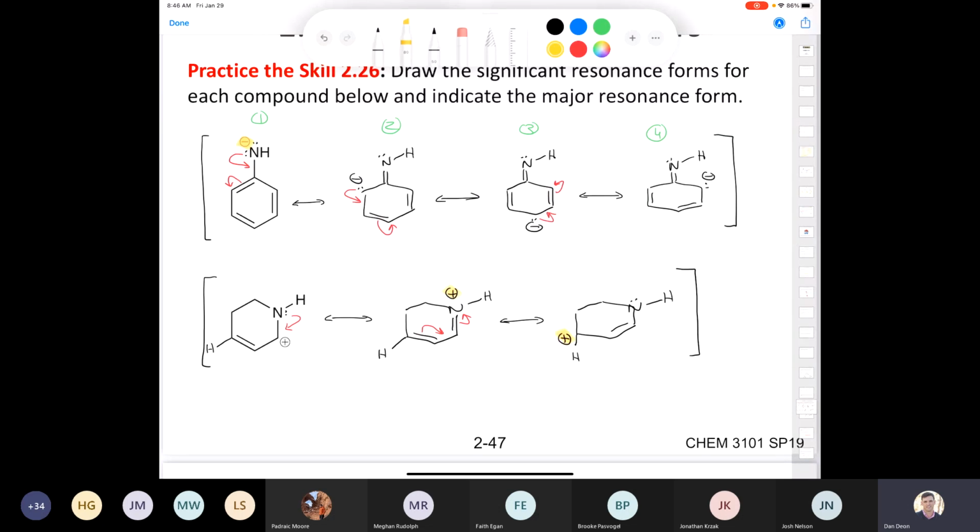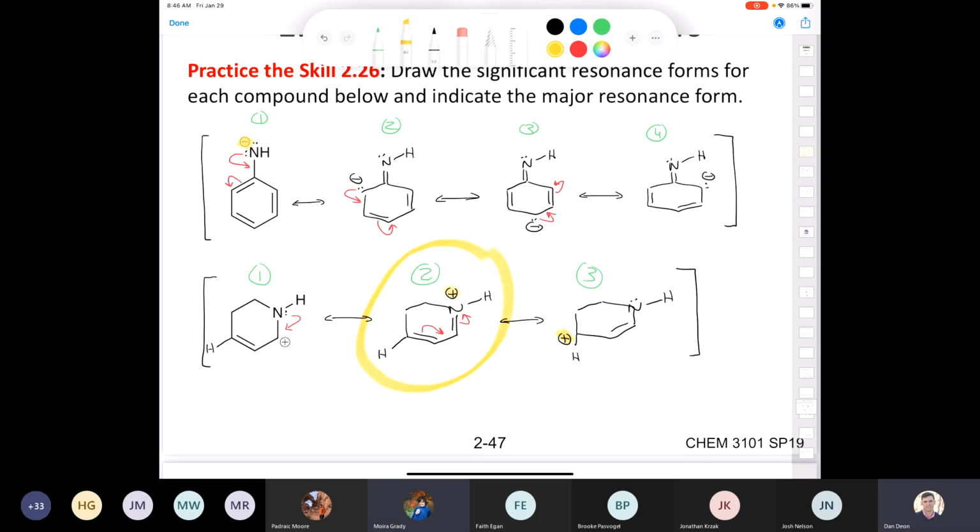Okay, I got one more question for you. And this one might be tricky too, but we'll give it a shot. Could anybody tell me if I label these 1, 2, and 3, which one would be the major resonance contributor? Would it be this? Go ahead. Your first original thought? Sorry, what's that? Well, number 2 has the charge on the nitrogen instead of the carbon.